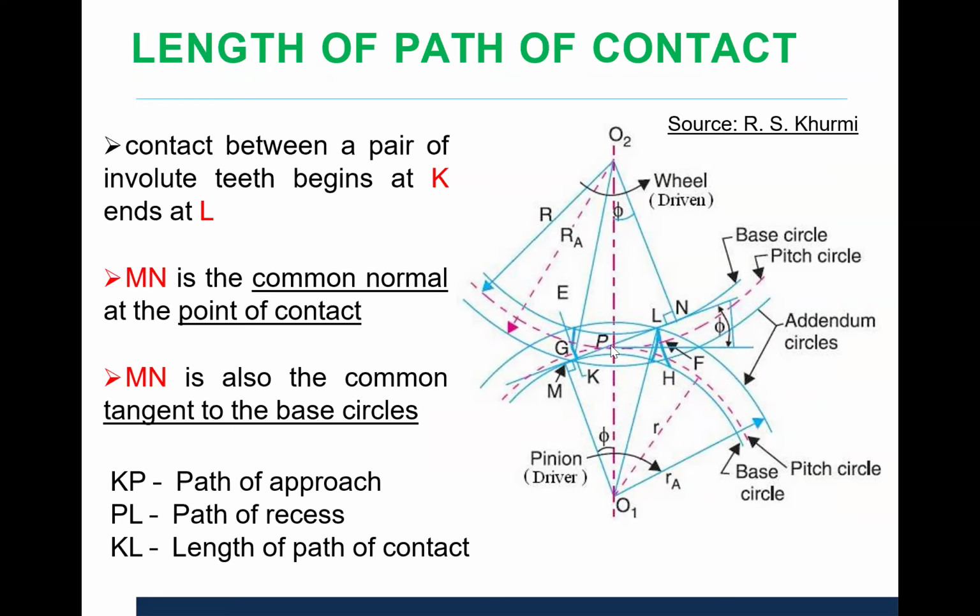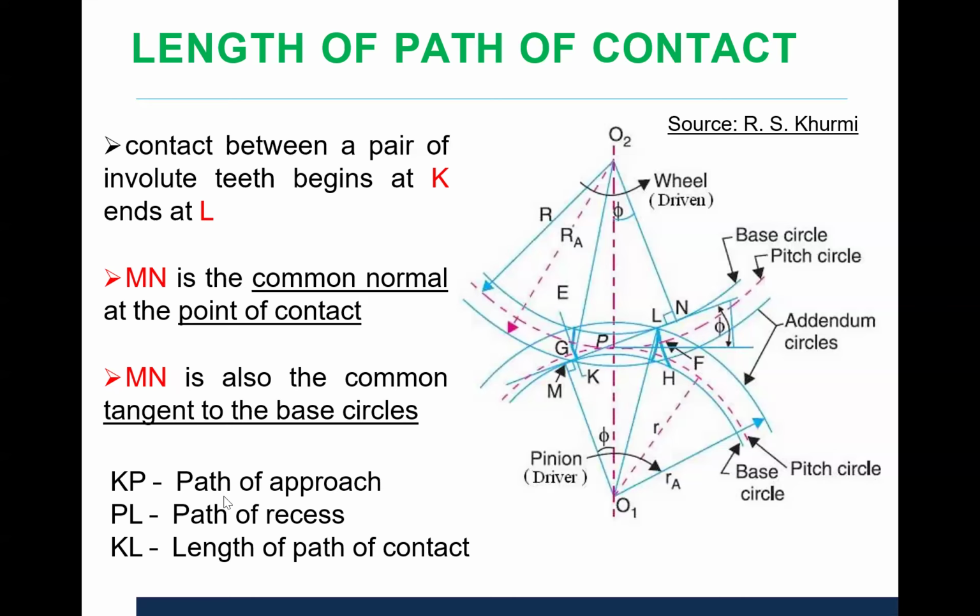So what we have: small r is the pitch circle radius for the pinion, capital R is the pitch circle radius for the gear, small ra is the addendum radius for the pinion, capital Ra is the addendum radius for the gear. Then we have phi, the pressure angle for the pinion and gear, and phi is the pressure angle of the tooth surface.